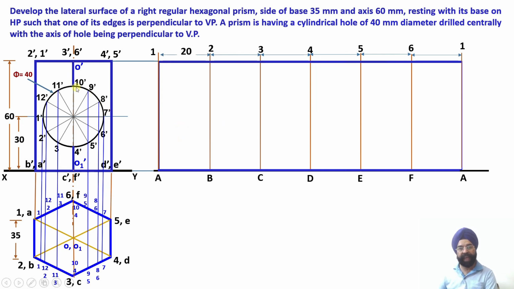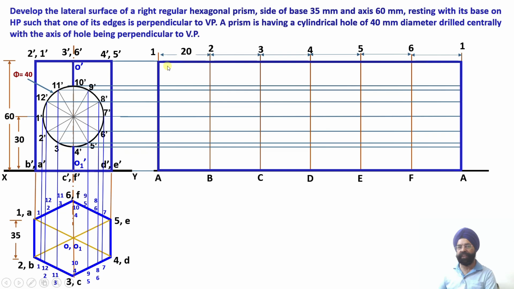Now we have 12 points corresponding to the circular cross section over here. So this is our circular cross section or a circular hole. From these 12 points, I am going to draw the horizontal projectors onto this pattern which has been obtained over here. So this is my open pattern, that is the unfolded pattern which has been obtained.